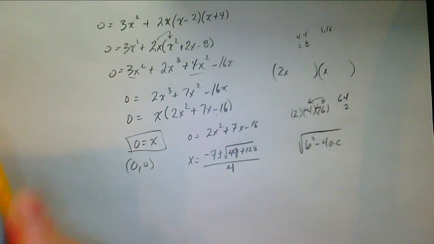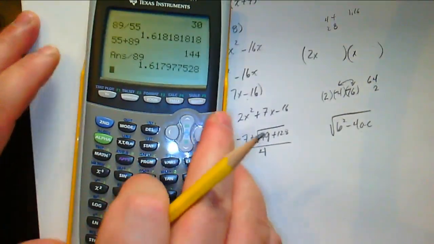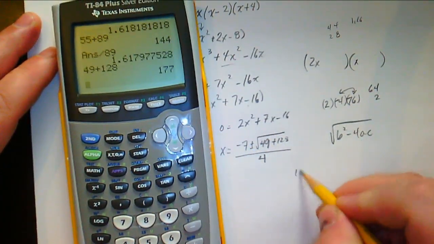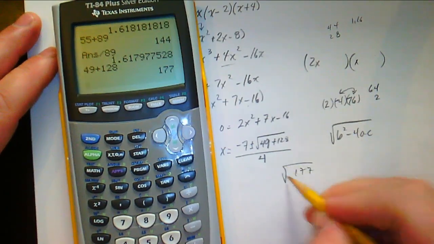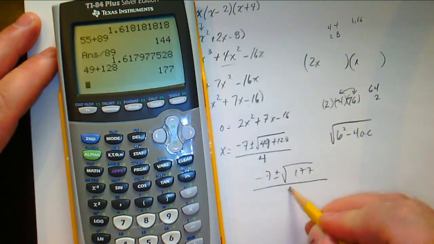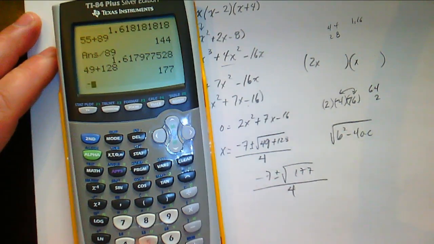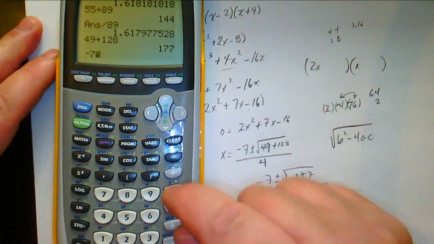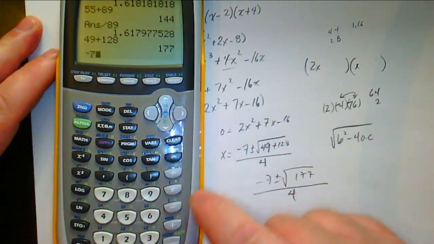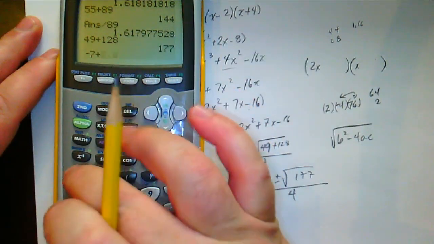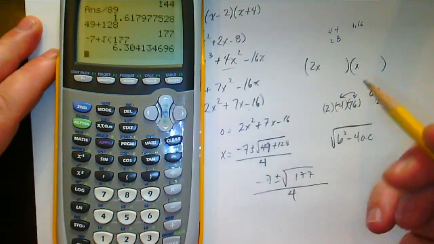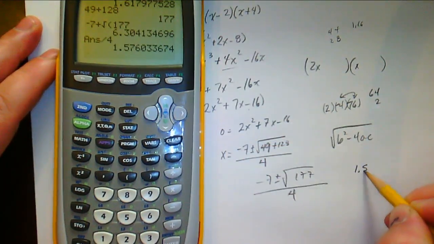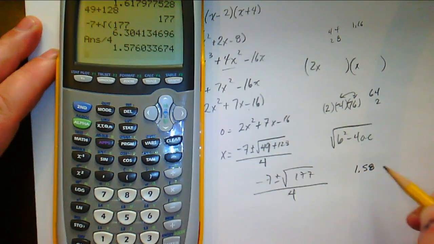So let's go ahead and bust our calculator out right here, right? So here's what we got. I'm just going to go ahead and do this so I can write it down so I don't mess it up. 177. So let's do -7. All right, let's see. So -7 plus the square root of 177, hit equals, and then hit divide by 4. Okay, so we got a positive 1.58. I'm going to round it to 3 significant figures.